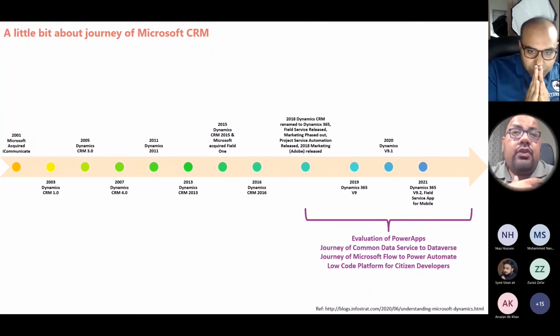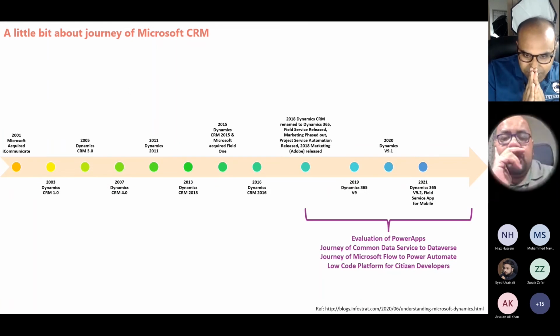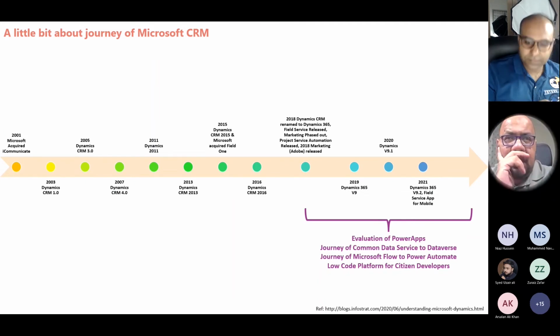To automate any process, where you want to connect systems for integration purposes or have some automation, Microsoft also introduced Flow. And now Flow has evolved into Power Automate.